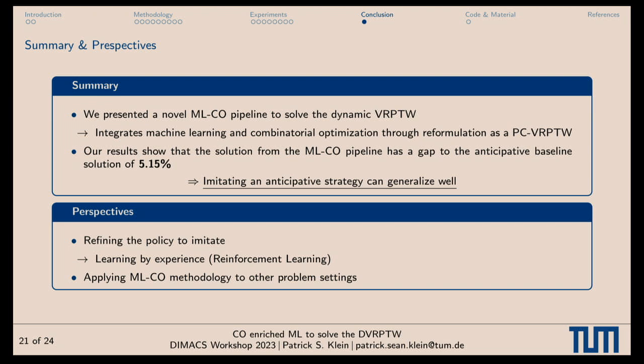So our results show that the solution from this MLCO pipeline has a gap to the anticipative baseline solution of around 5.15%, which indicates, and this is really the important part of the presentation, that in contrast to what has been assumed to be common knowledge about multi-stage stochastic optimization problems, imitating an anticipative strategy can actually work well in certain settings. And this is really one of those settings where it appears to work particularly well.